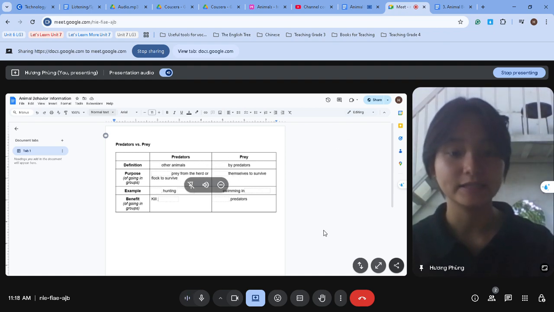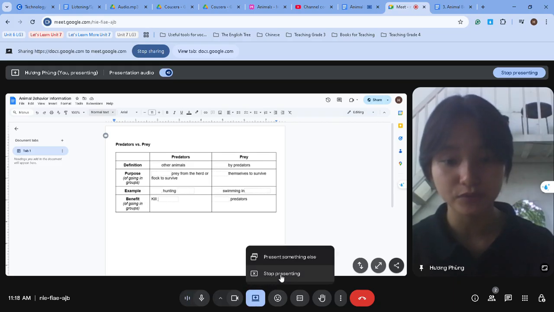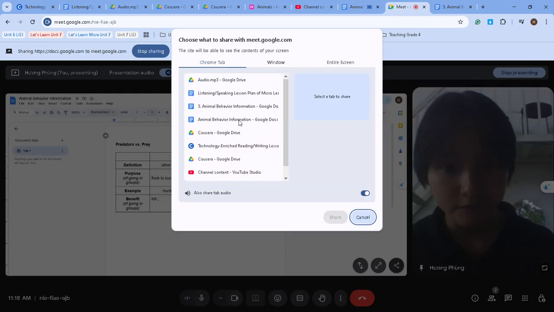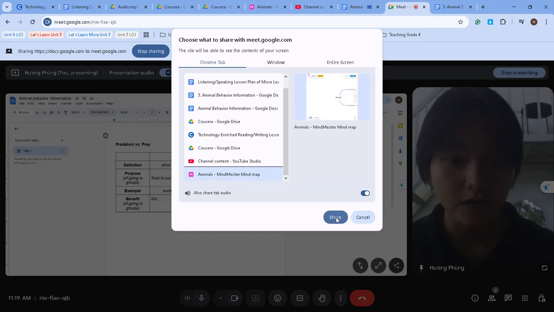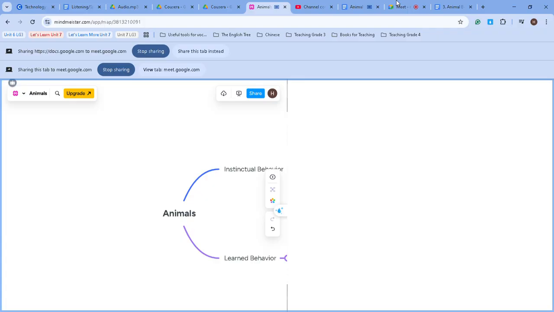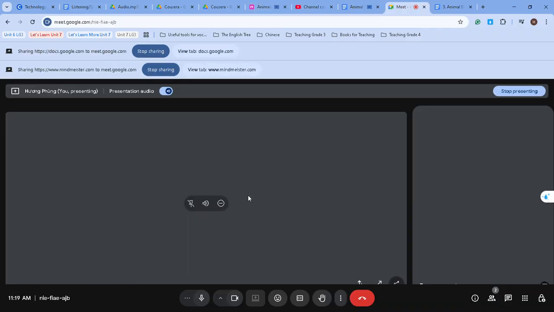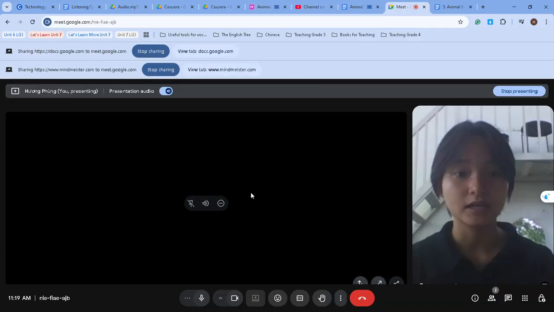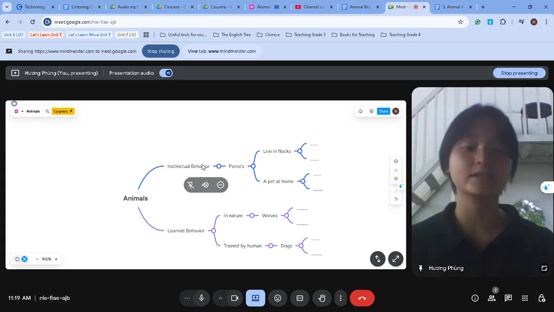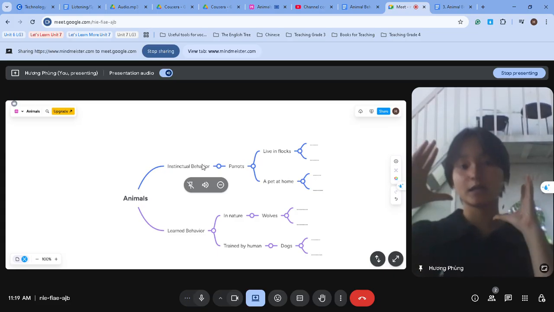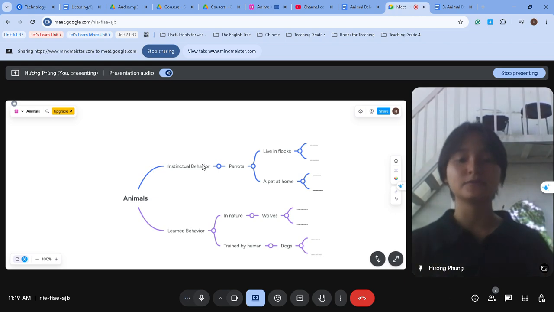Moving on to the next activity, I will share something else with you. Now you listen in order, and then you will fill out this mind map. You need to compare the differences.